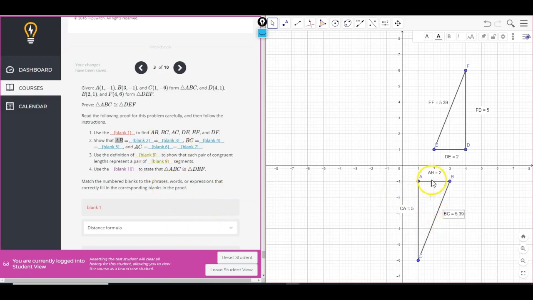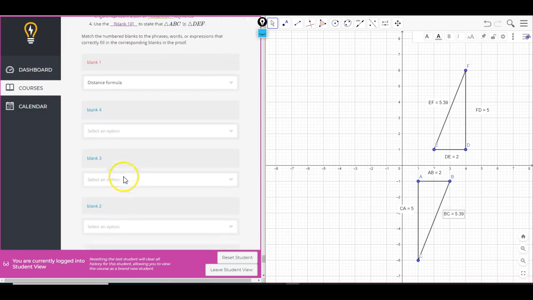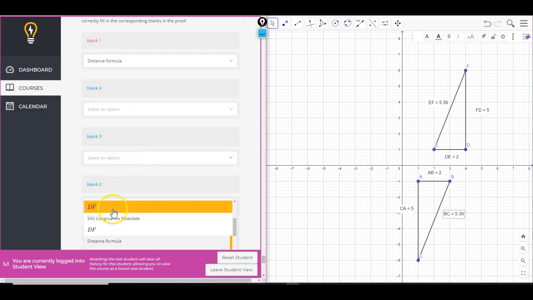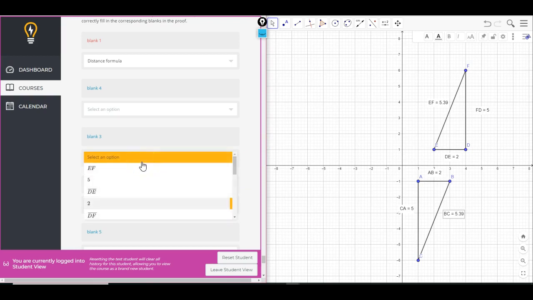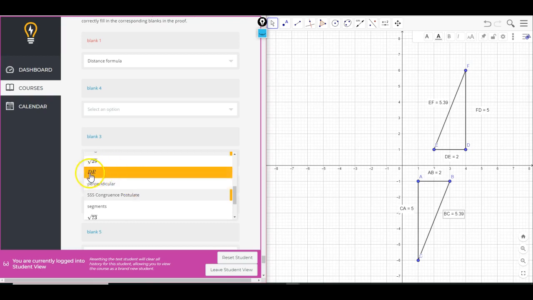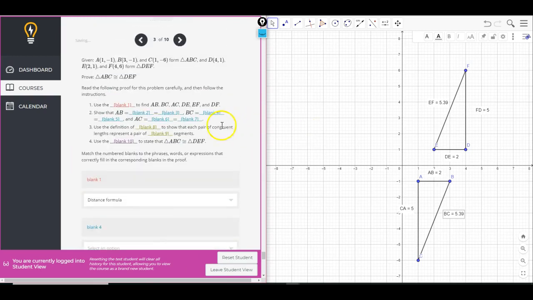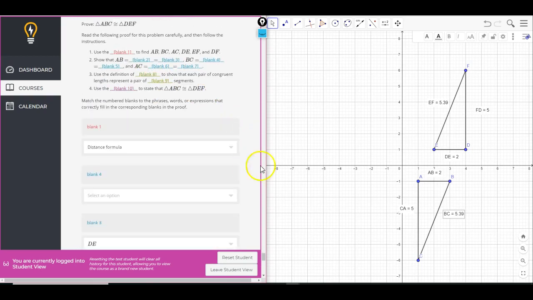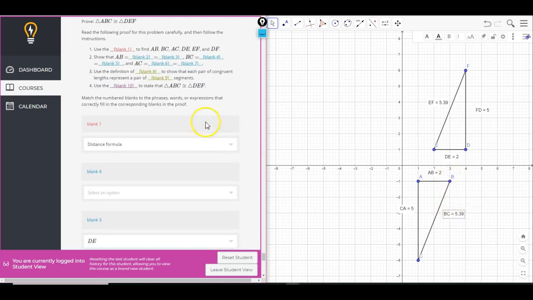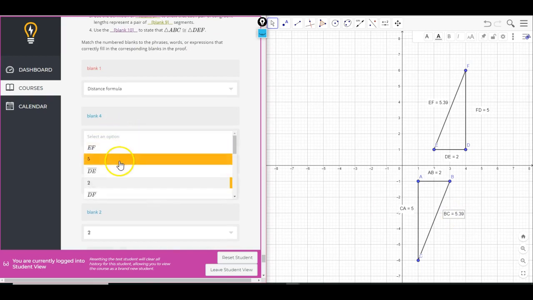So side length AB is equal to 2. So blank 2 is going to be 2, which equals the same distance as DE. So blank 3 is going to be the distance for DE. And make sure it's distance, not segment. So that represents distance. So blank 4: BC is equal to what? BC is equal to 5.39. So I'm looking for 5.39. I do not see it.